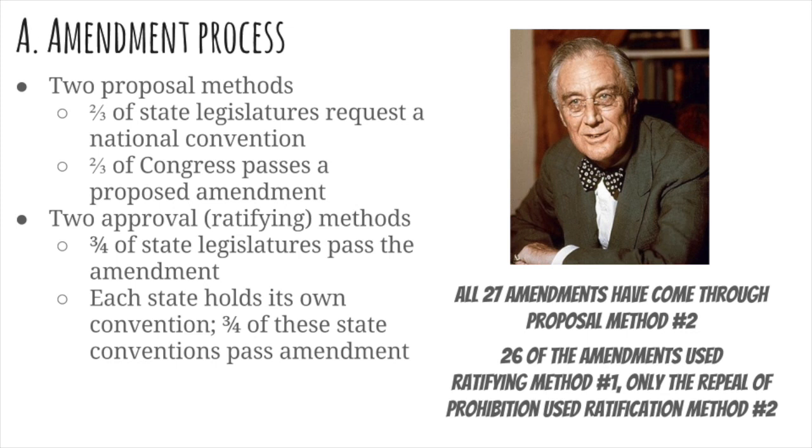2/3 of Congress passing the proposed amendment is the other way. So 2/3 of the House and 2/3 of the Senate. It doesn't have to be signed by the president, though. Then, once it's been proposed officially, it goes to the states. They have to approve or ratify the amendment. 2/3 of the state legislatures have to pass the amendment, or each state chooses some representatives, sends them to a special convention, and 2/3 of the states then have to approve it that way.